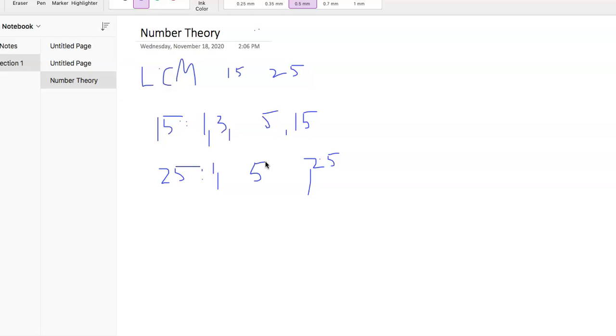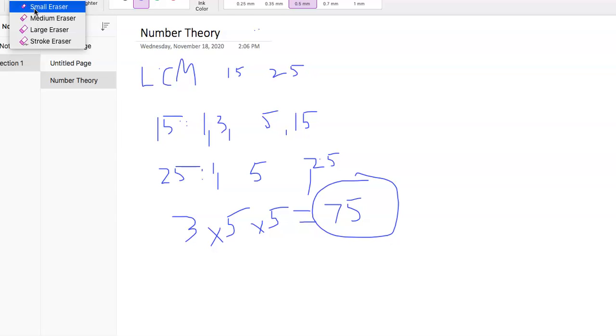Okay. So what are the factors that we want? 3, 5, and 5, right? And so then we're left with 3 times 5 from the 15, and then the 5 from 25. And we multiply all those out. 3 times 5 is 15. 15 times 5 is 75. And that's the least common multiple of 15 and 25. Okay, so there goes that.